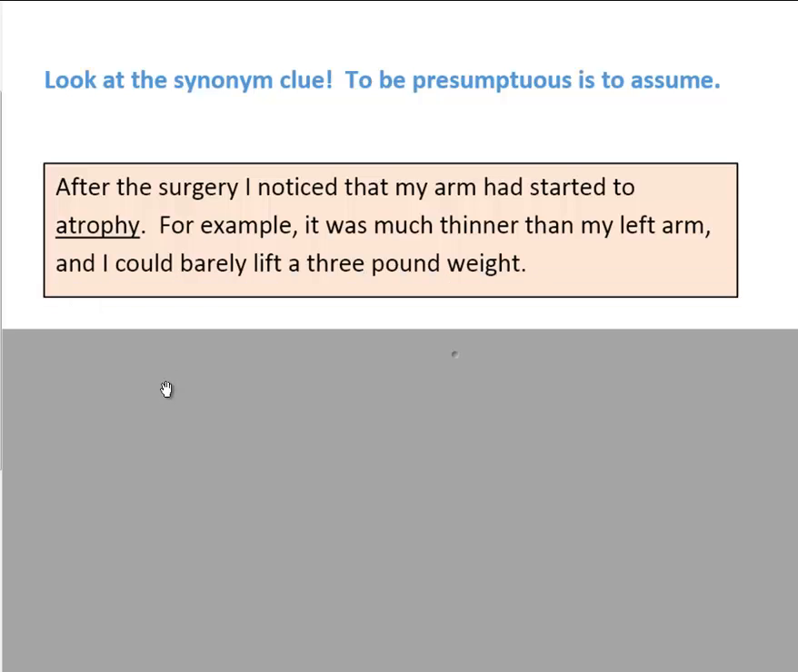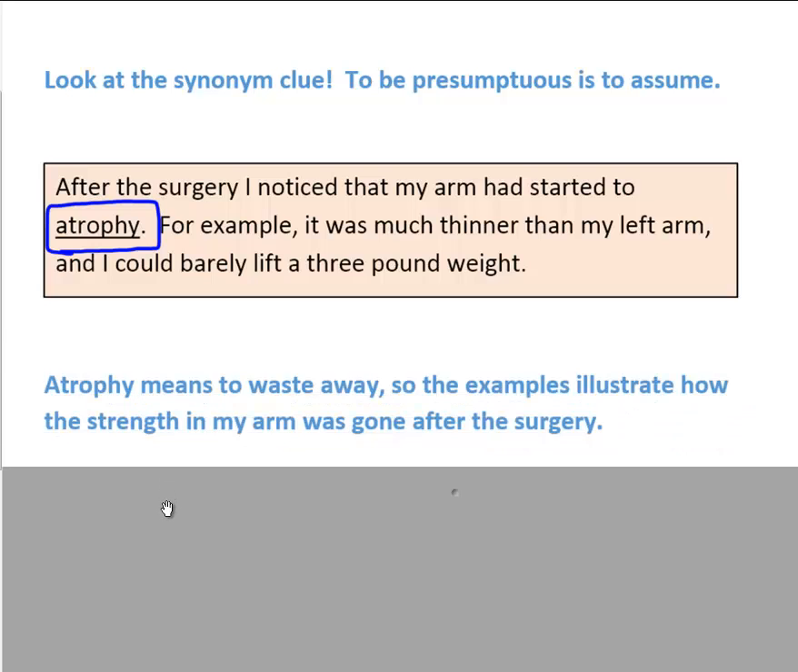What about this one? After the surgery, I noticed that my arm had started to atrophy. For example, it was much thinner than my left arm, and I could barely lift a 3-pound weight. So here we have the unknown word atrophy. What does that mean? Atrophy means to waste away, and we used the clues, for example, here to let you know that now my arm that I had surgery on, my right arm, is much thinner than my left, and now I could barely lift a 3-pound weight. So the examples show that I don't have strength anymore in that arm I just had surgery on. So it's atrophying. My arm is atrophying, the muscle is atrophying, my strength, it's just wasting away.